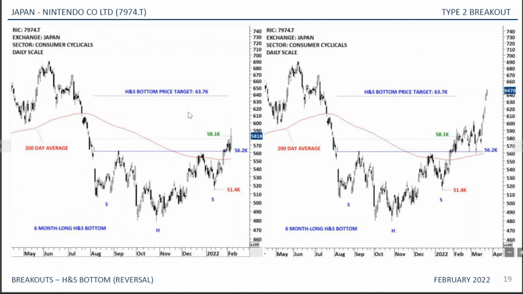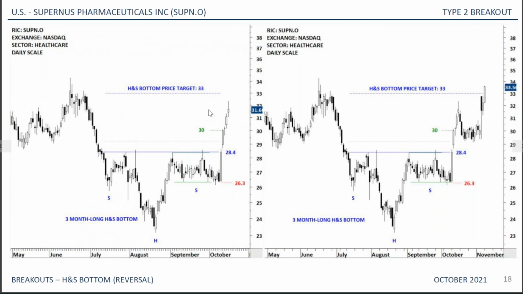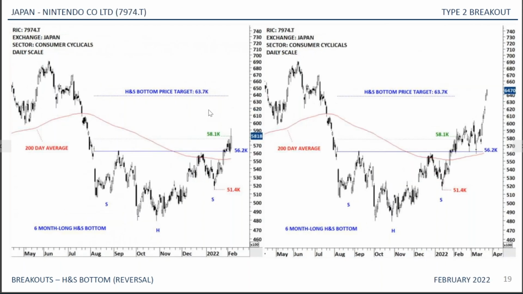This is another type 2 breakout. So if we assume that this is almost type 1 breakout, a type 2 breakout would be spending more time around the boundary and getting closer to the chart pattern boundary. So, a Japanese company. Again, you see the 200-day moving average here. The breakout is taking place above the long-term average. So we have the left shoulder, head, right shoulder, and the chart pattern negation level should be placed at the low of the right shoulder. So we see that the breakout is taking place.